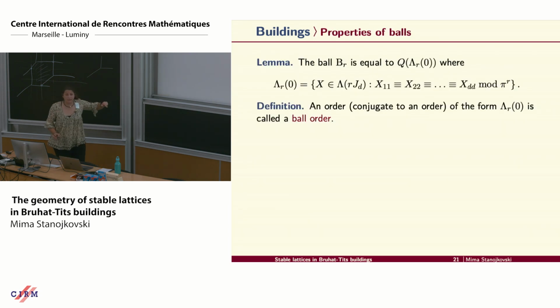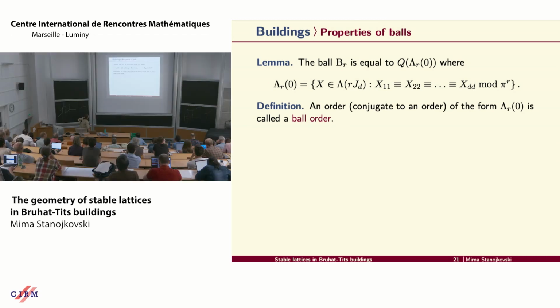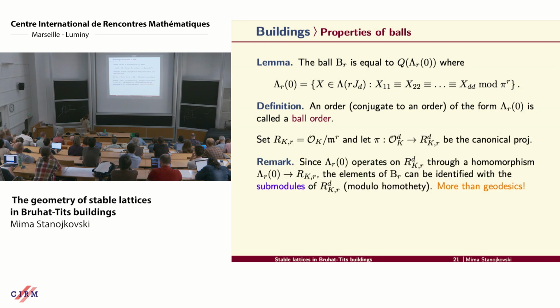What is nice, though, is that balls in buildings also turn out to be collections of stable lattices under orders that we call ball orders. And what do they look like? Well, they are subsets of graduated orders associated to the matrix RJ_d, so again with zeros on the diagonal and the r's outside. But in addition, we add equivalences on the diagonal modulo p to the r, where r is the radius. These are closed orders and have as collection of stable lattices precisely the elements of the ball.